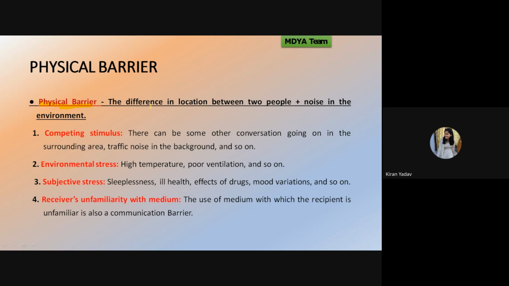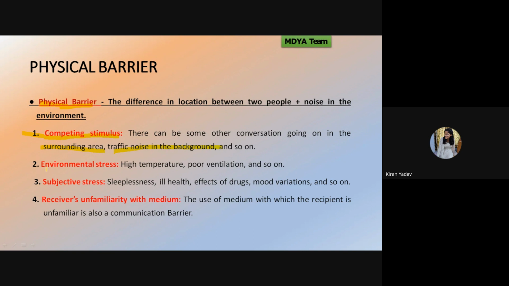So the physical distance or the location between two people, when two people are far away and they cannot hear each other, then that will be physical barrier, plus noise in the environment. When there is some noise going on in the background, and suddenly some noise starts coming and you can't hear me, then that will come in physical barrier. Then the examples of physical barrier are competing stimulus. There can be some other conversation going on in the surrounding area, traffic noise in the background, and other conversation in surrounding area.